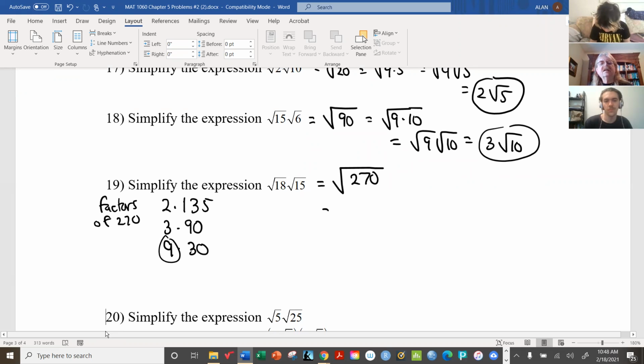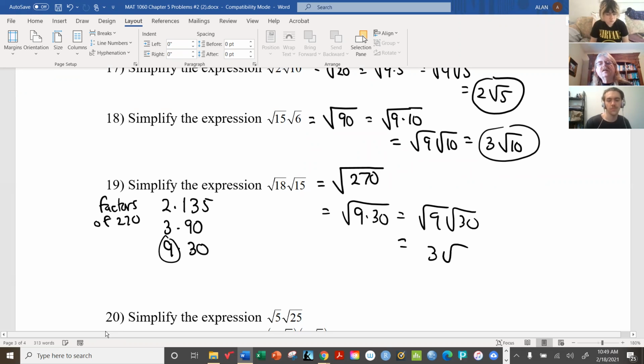So let's rewrite this as radical 9 times 30. Now, we already proved earlier that radical 30 can't be simplified. So we're done. Wow, that was interesting.